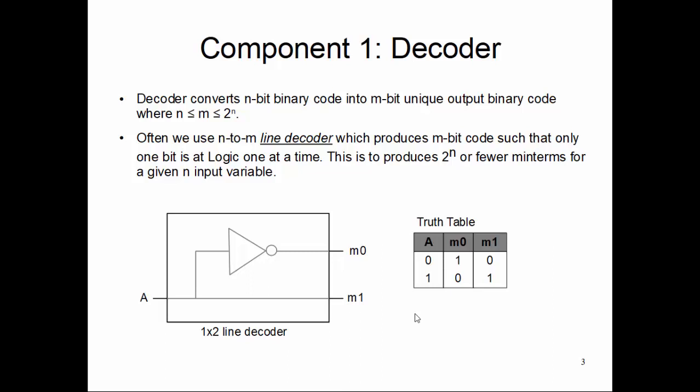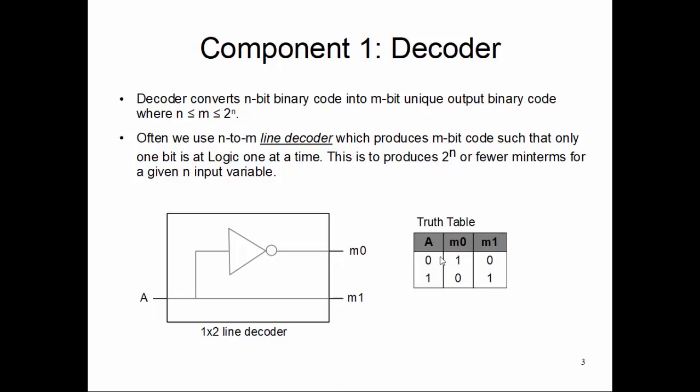This can produce 2 to the power n or fewer minterms for a given n input variables. However, when we often talk about an n to m line decoder, like 2 to 4, 3 to 8, and that kind of thing, we stick to this 2 to the power n relation. If n is 2, the number of outputs is 2 to the power 2. If n is 4, the number of outputs is 2 to the power 4, which is 16 outputs. With each combination of the input bit pattern, only one of the outputs turns to 1 and everything else stays at 0. So that's an n to m line decoder.